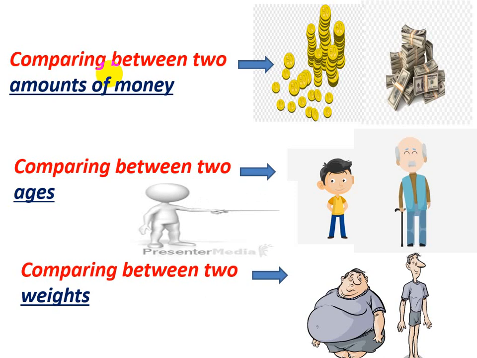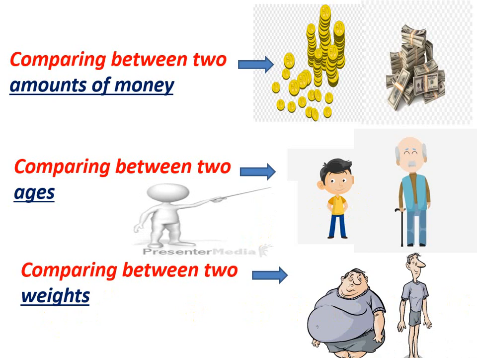When I compare between two amounts of money, then I make a ratio. A ratio is used for comparing between two amounts of money, for example, or two ages, or two weights, and so on. Then the ratio is a way or a method to compare between two numbers or two quantities of the same type and the same units.